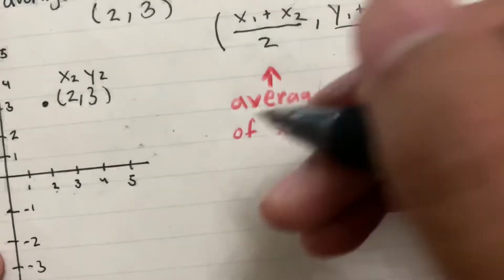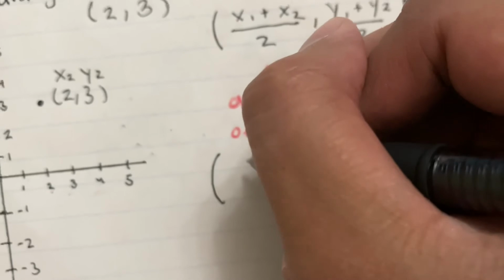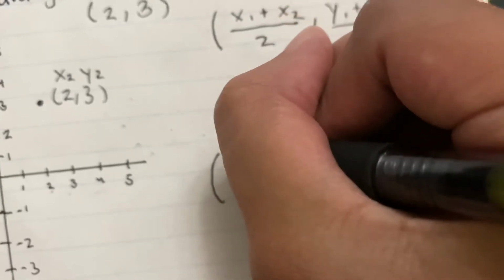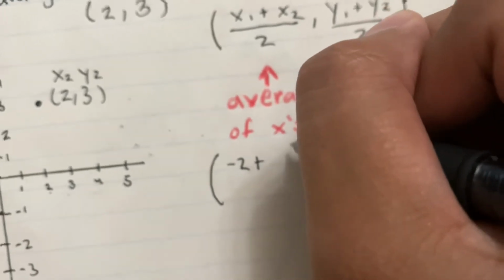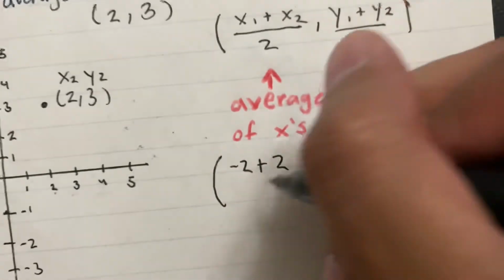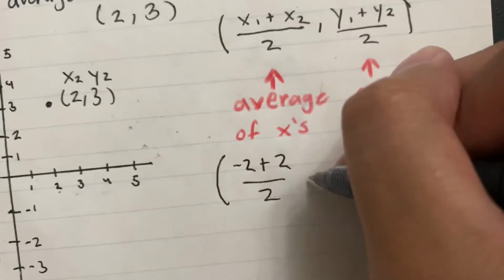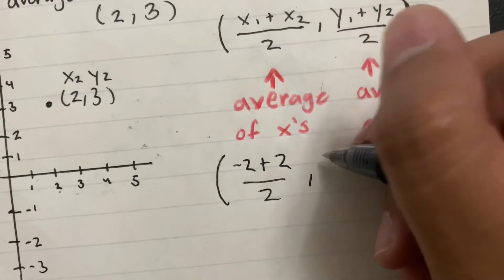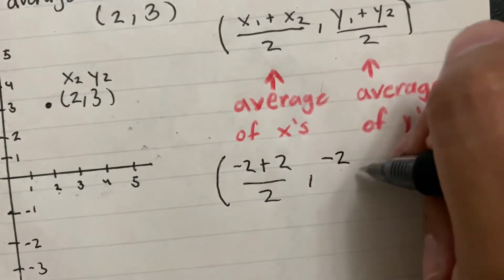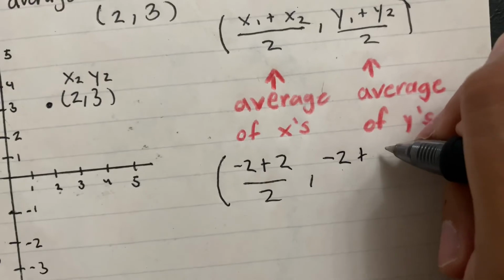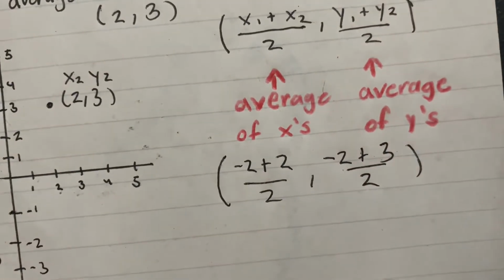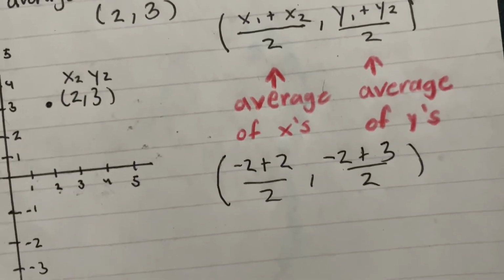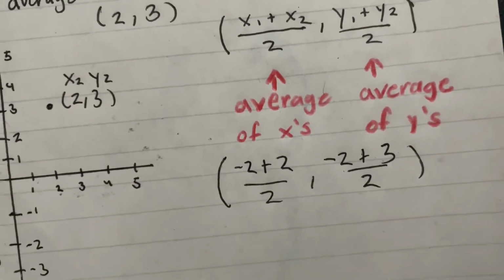And here I'll start by plugging it in. I labeled it, now I'll plug it into the formula. I said our x1 was -2 plus our x2, which is 2, divided by 2, comma. Our y1 is -2 plus y2, which is 3, and we divide by 2. Now that we have that, all we gotta do is some straight algebra.